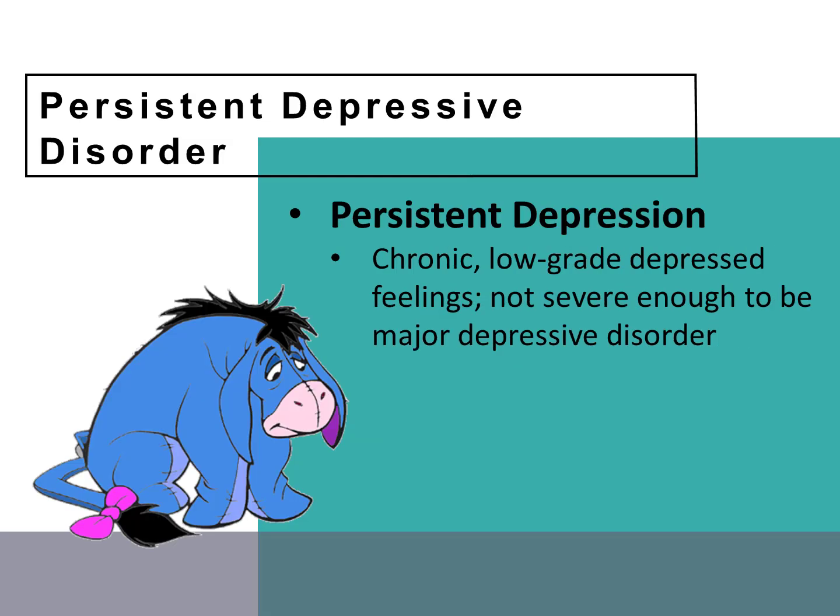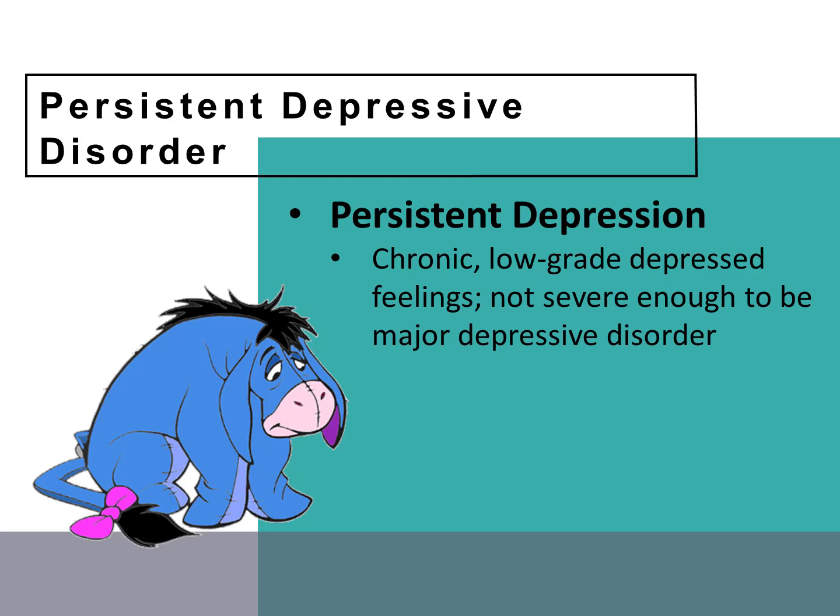The next one is something called persistent depressive disorder, which is a very chronic, low grade depressive feeling. It's not severe enough to be major depressive disorder. I always tell my students a good way of conceptualizing this is if you just think about Eeyore from Winnie the Pooh. That's probably one of the best ways to conceptualize what persistent depression looks like.